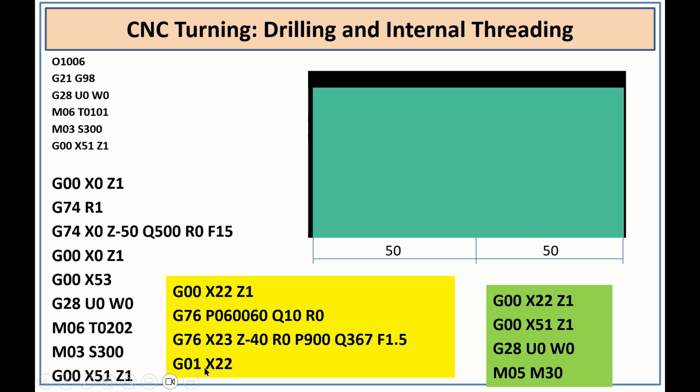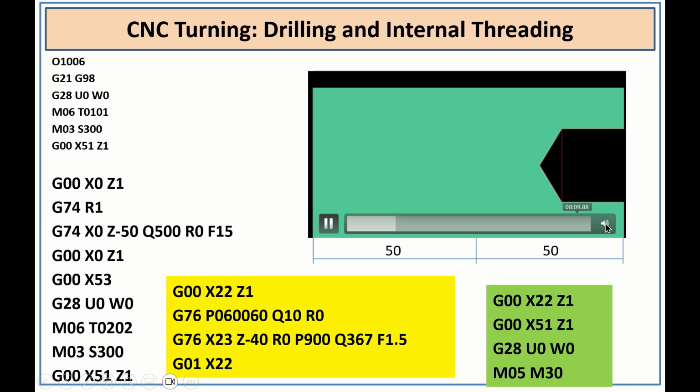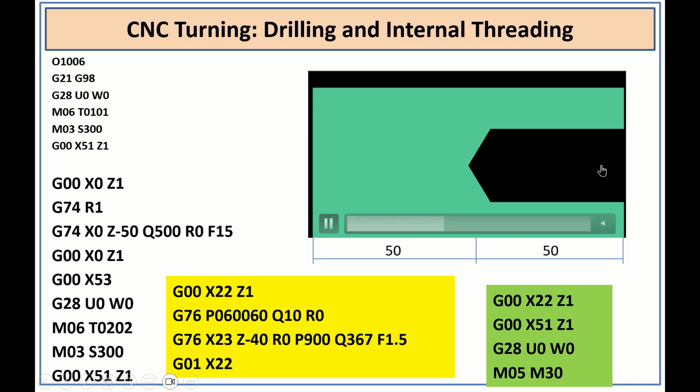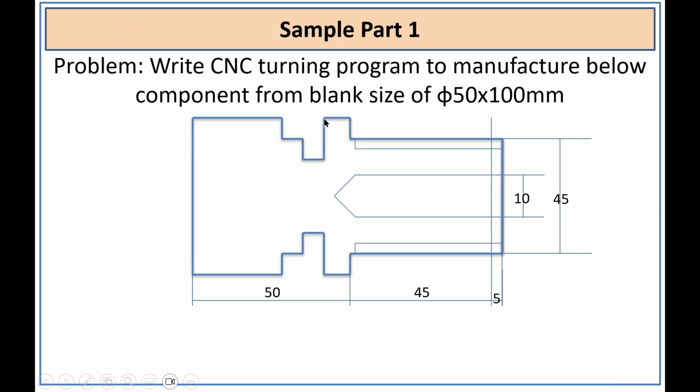Again it is closing with G01 and X22, that means it is going back, and then it goes to the home position, and the spindle is stopped. This way we can perform internal threading. I have done the drilling operation, and then the internal threading operation. So this is how we can do the threading operation. Then let us go to the next part.